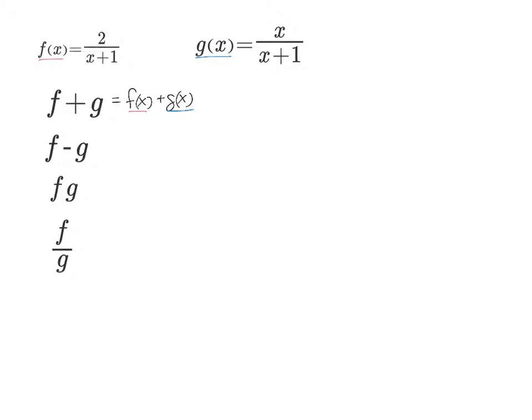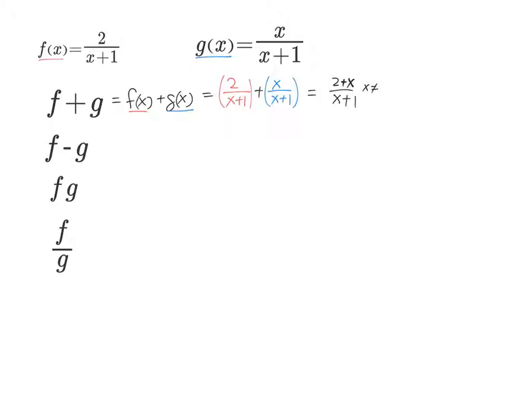So I'm going to get f. So this is going to equal f, which is 2 over x plus 1, and we're going to add that to blue, which is x over x plus 1. Now, to make sure everything works out, you might want to put parentheses over the whole functions. If I put these together, it has a common denominator, so this is going to be 2 plus x over x plus 1.